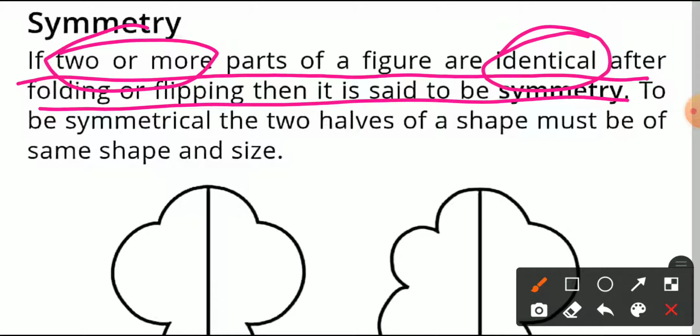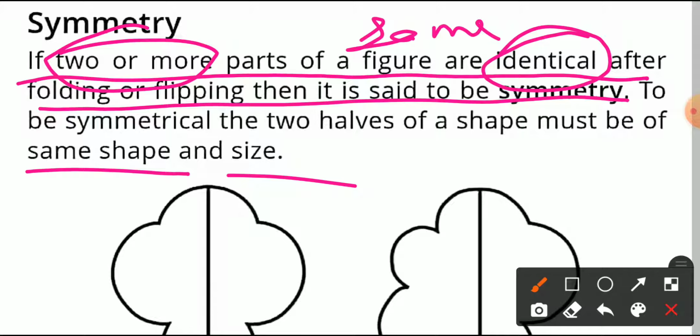What is the meaning of identical? Identical means same, exact same. To be symmetrical, the two halves of a shape must be the same shape and size.